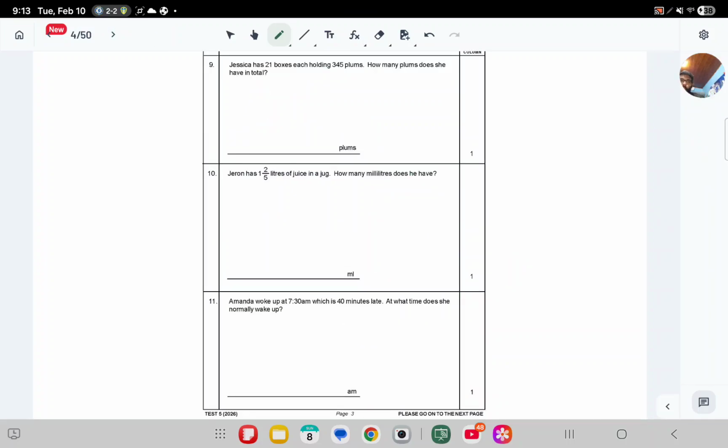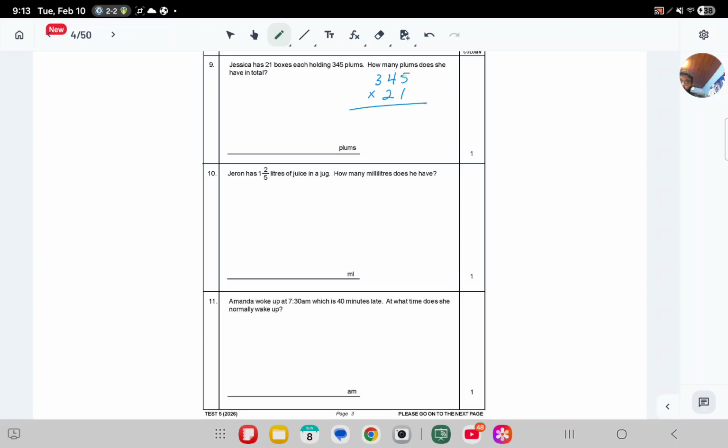Number 9, Jessica has 21 boxes, each holding 345 plums. How many plums does she have altogether? To find out altogether, we just need to multiply. So 345 multiply by 21.